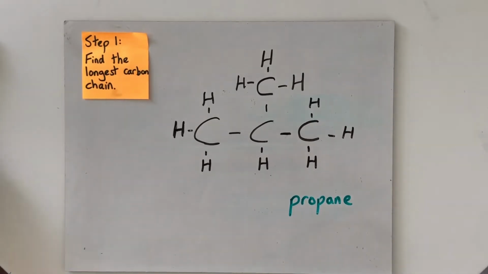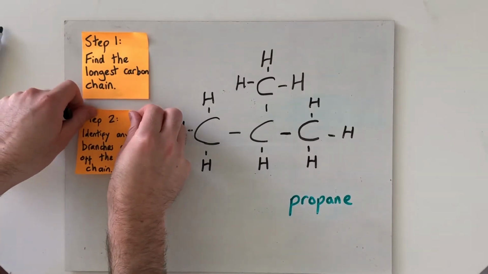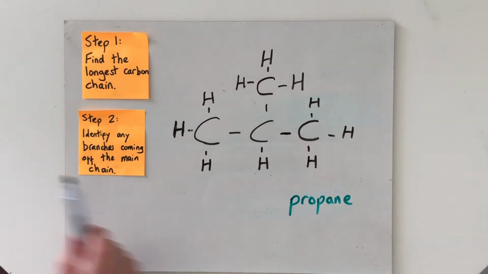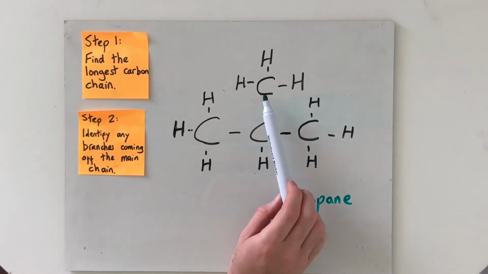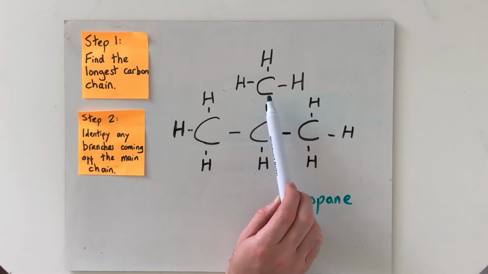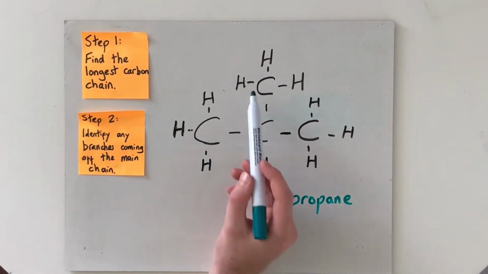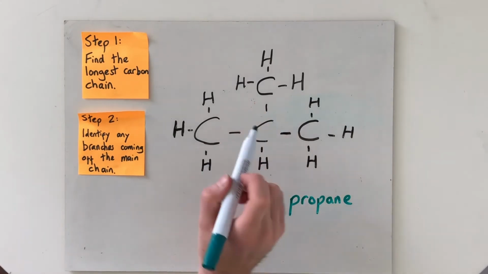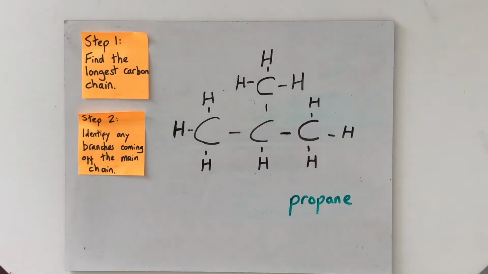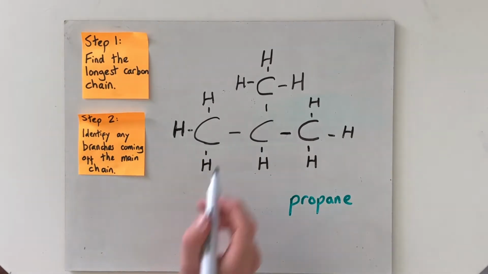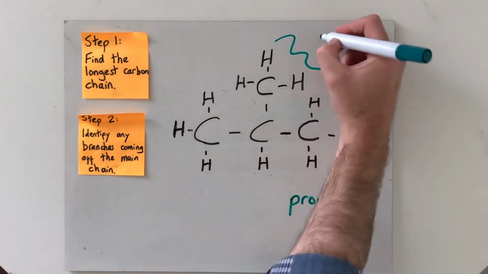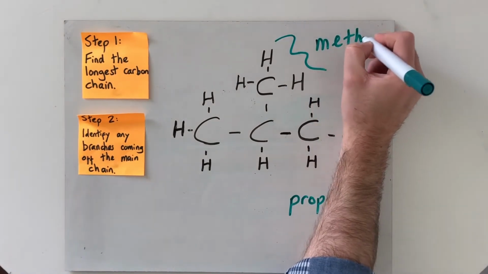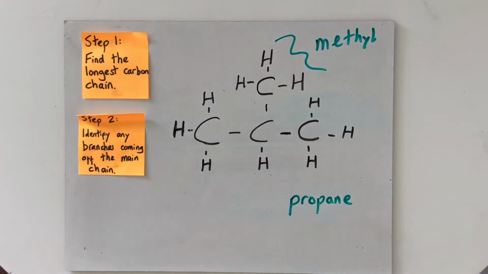Next, you want to identify any branches coming off the main chain. When you've got a straight chain alkane or alkene, and you see a carbon atom or more than one carbon atom coming off that main chain, we call this a branch. In this case, we've got a 1 carbon branch. The name of this branch is determined by how many carbon atoms are coming off. We've got 1 carbon atom here, so we're going to call that a methyl branch. Meth meaning 1 carbon.